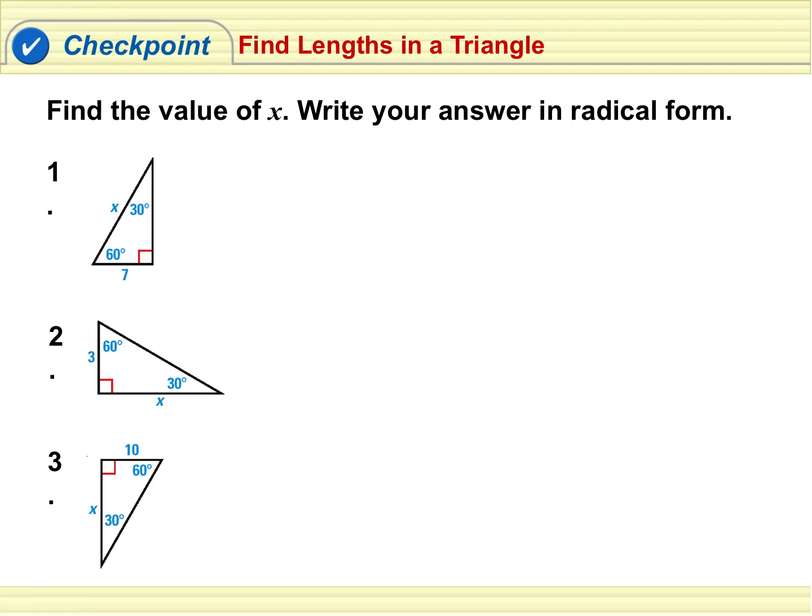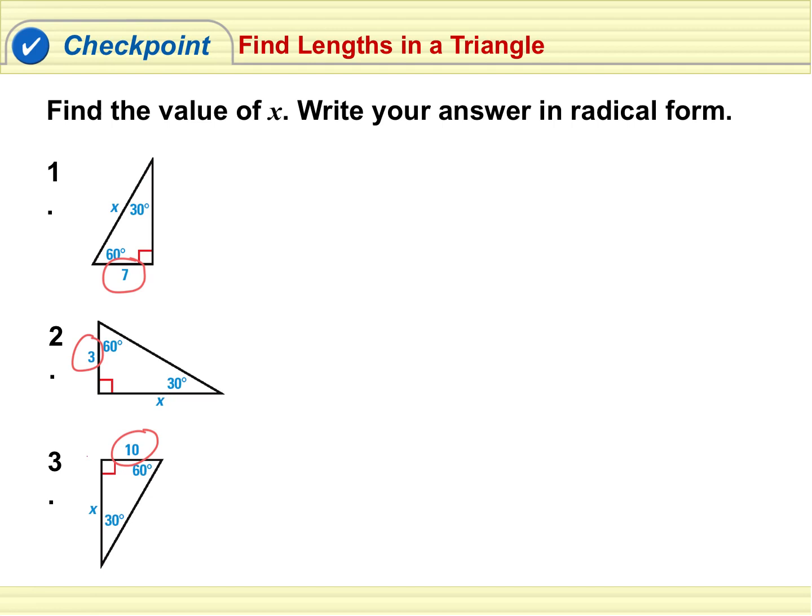On number 1, well actually on all of these, what is our most important piece of these triangles? Short leg, okay? On 1, 2, and 3, did they give us the short leg? Yes: 7, 3, 10. Right, they gave us the short leg on all of them. Okay, so let's go over number 1.